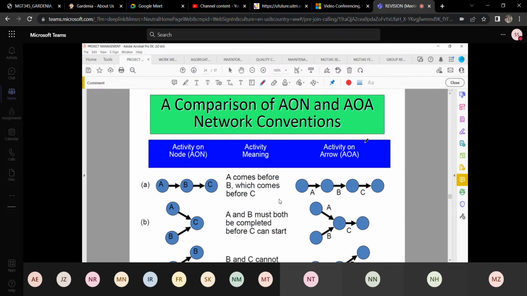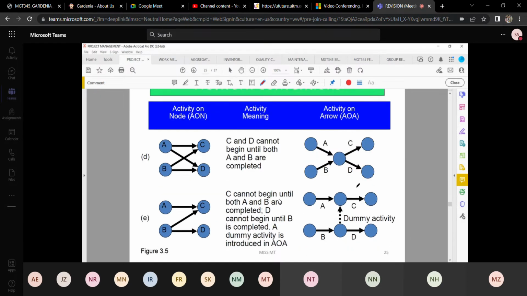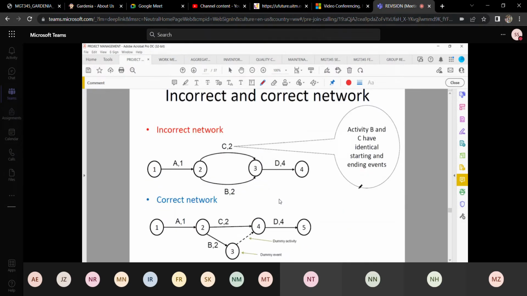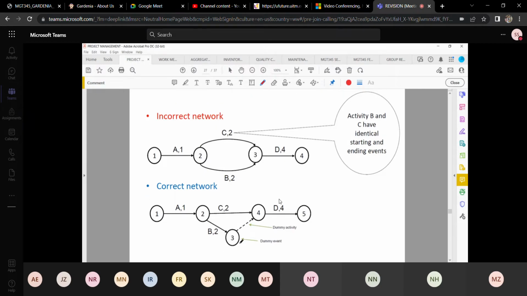Okay, these are the comparison between AON and AOA network conventions, but you are focusing on the AOA based on your syllabus. So when you need to produce the dummy activities, when there is one arrow, you need to produce 2 arrows going to the same node. Over here, you cannot produce like this. So what you should do, you should create dummy event, depending on the question lah. Dummy event and you do the dummy activity.